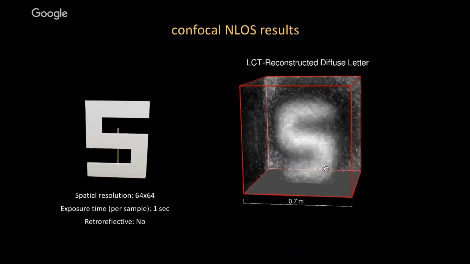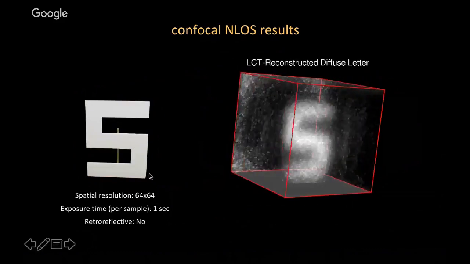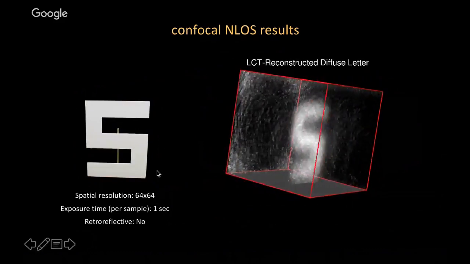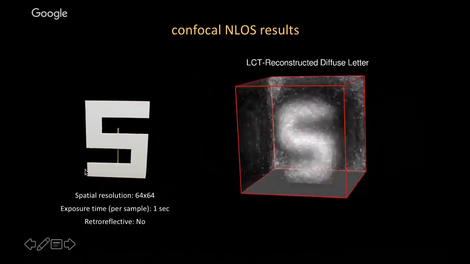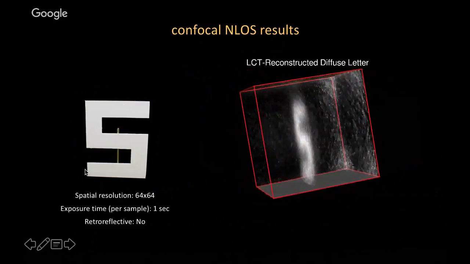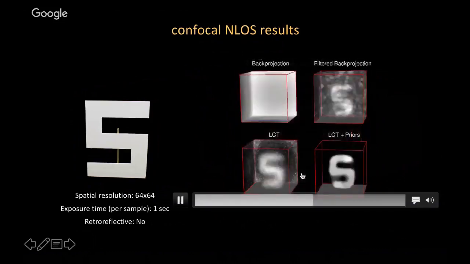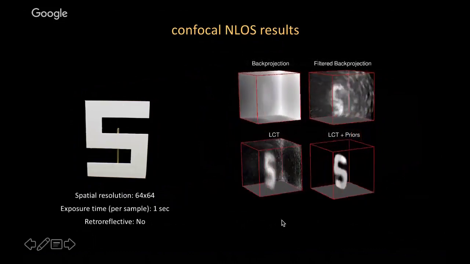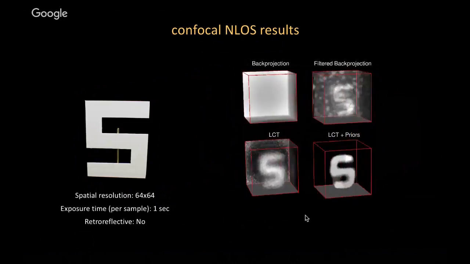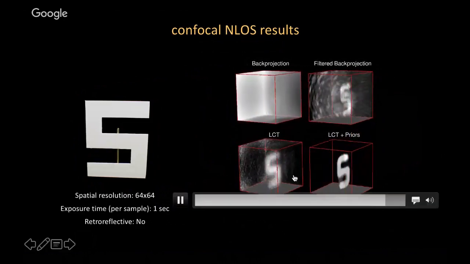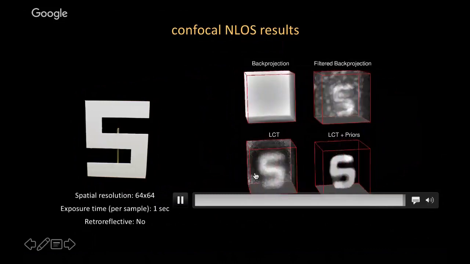And here's the final example that I'd like to show off. In this case, this object is diffuse, so it doesn't have this retroreflective material property that makes it easier to scan. And so as a result, the data is a lot noisier. In this case, we take about an hour to scan this information using a very low power light source. And you can see here that our deconvolution procedure still does pretty well.